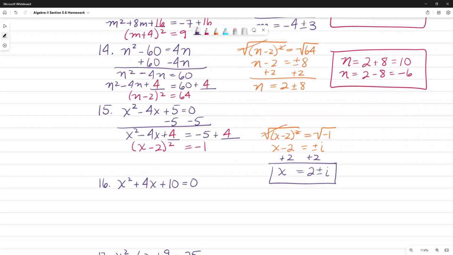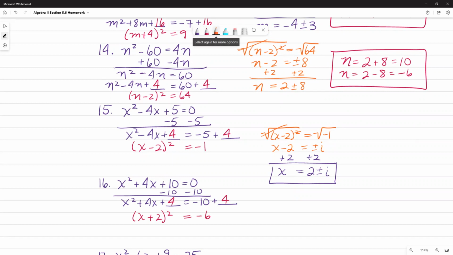All right, 16, another one. So we're going to take away the 10 from both sides. We end up with x squared plus 4x plus some number equals negative 10 plus that number. So again, positive 4 is 2 plus 2, so 2 times 2 is also 4. So we're going to add a 4 to both sides. And for this side, we end up with (x + 2) squared equals negative 10 plus 4, which is negative 6.